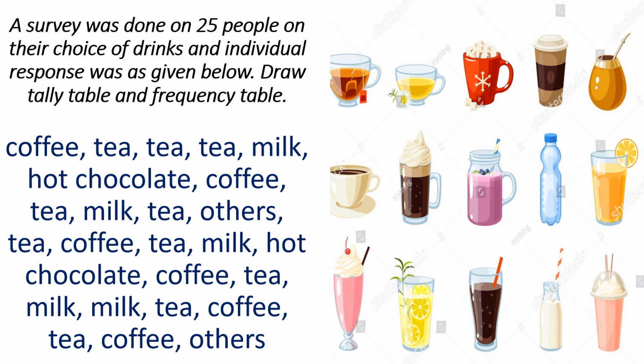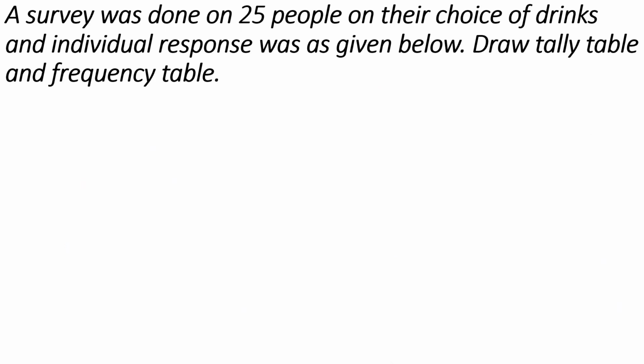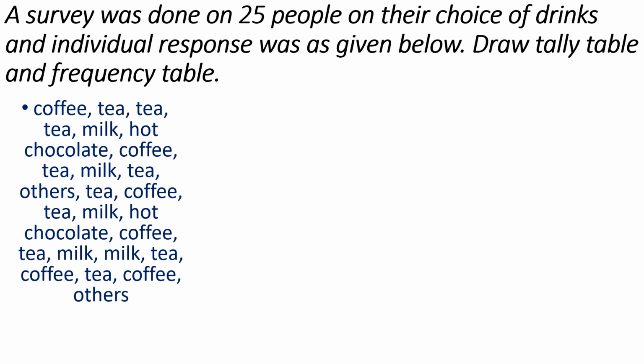Let us see how. At first, we will study the problem again. A survey was done on 25 people on their choice of drinks, and responses are here. There are 25 responses because there are 25 people. Responses means their choice of drink. If one person likes tea, then here is tea, and if one person likes coffee, then here is coffee. If one person likes milk, then here is milk. If another person also likes tea, then here is again tea. So it means there are 25 responses.